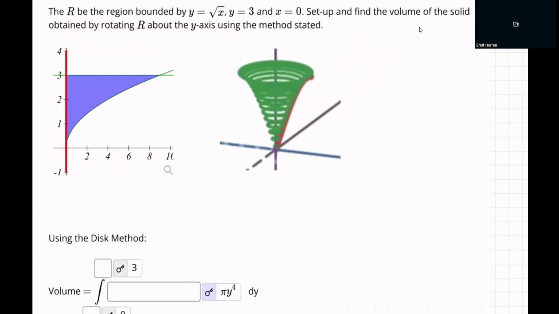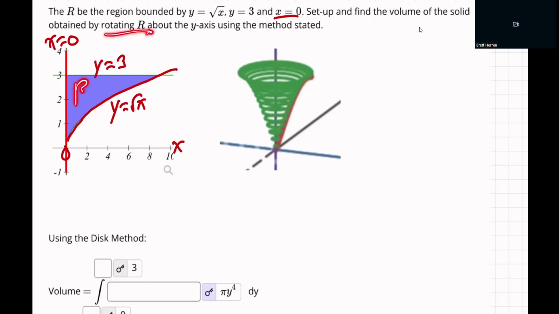So this is y equals the square root of x, meaning this curve right here. This is y equals 3, meaning that line up there on the top. And this x equals 0 is this line going straight up, right? It goes through the x-axis right through 0. Anyway, and then you take that and you're going to rotate that region.